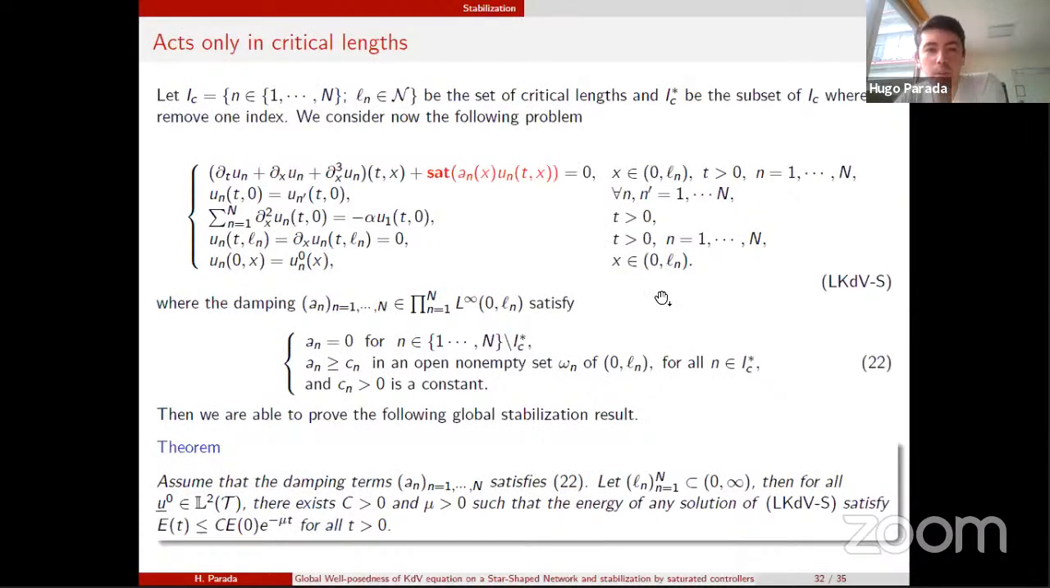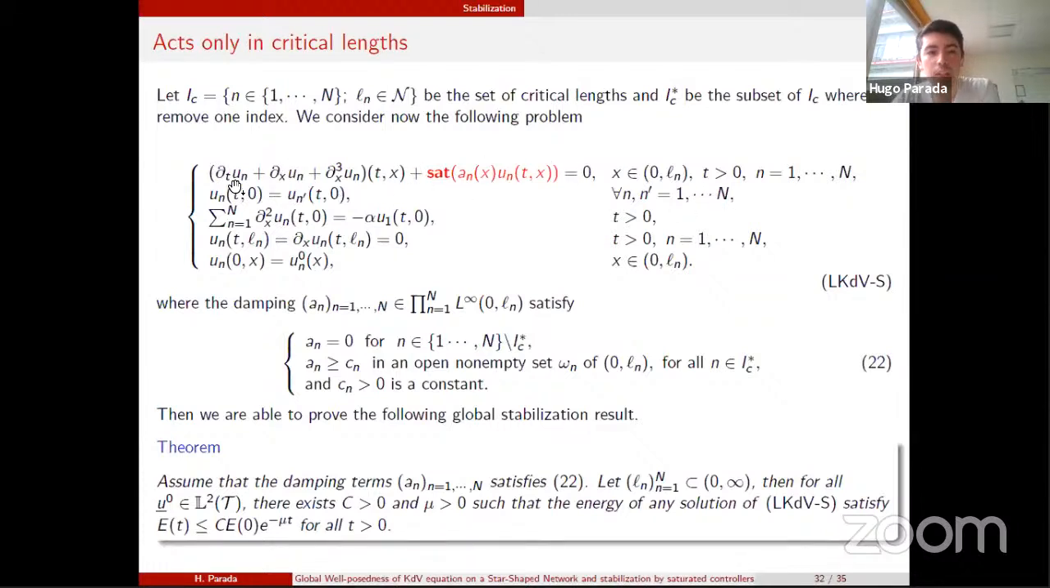So I want to explain to you finally this result, that is the same idea, but is inspired by the following. We know that for one KdV equation, we only have to add the damping term if you are in a critical case. But in our past result, we add the damping in all branches. So inspired by this, we define EC as all the n such that Ln is critical, and EC star as the subset of EC where we remove one index. For example, if you have 7 critical lengths, EC star will have 6 of these 7.